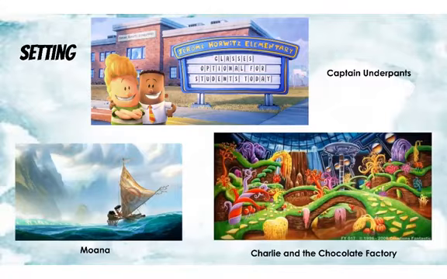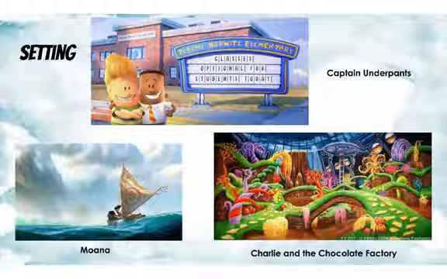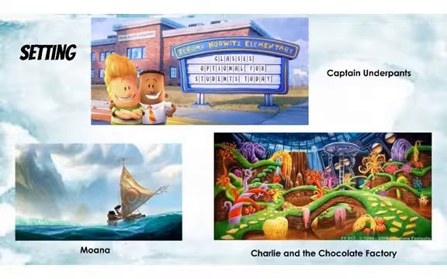For example, when we read Captain Underpants, the setting is the school. So we have to make a picture of what that school is in our mind so we can understand the story better. Another example is Moana, if you've seen that movie. The setting of that movie is mostly in the ocean. Charlie and the Chocolate Factory, the setting of that story is in the title. It's in a chocolate factory. But they give us so many good details in the reading that we're able to make pictures like this in our mind.